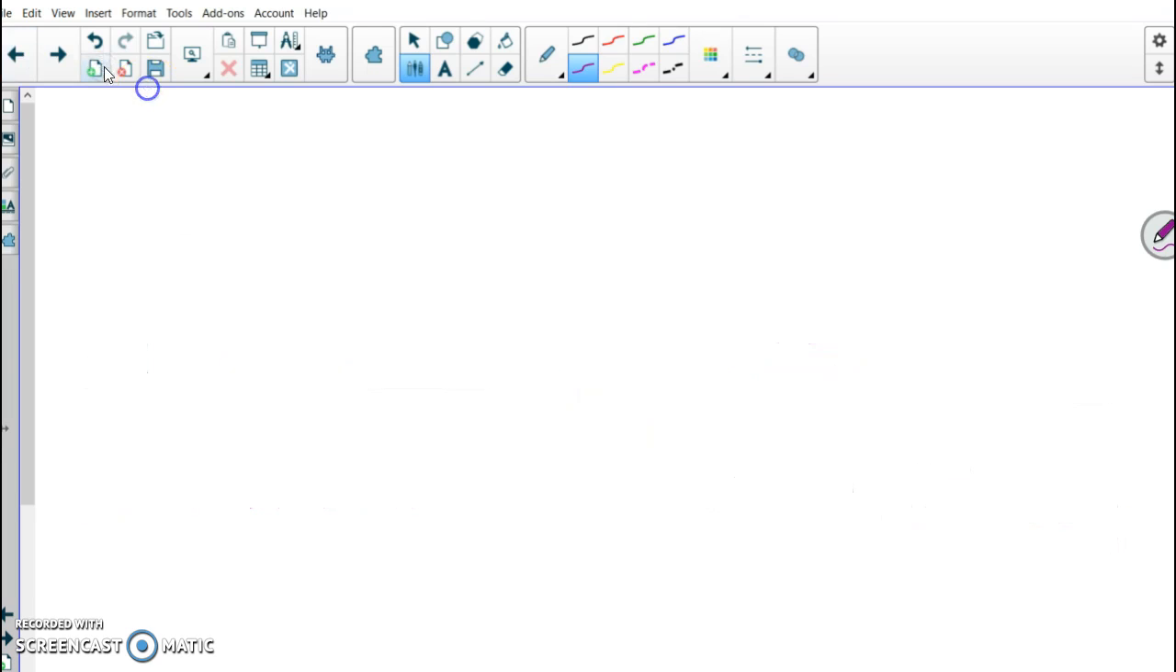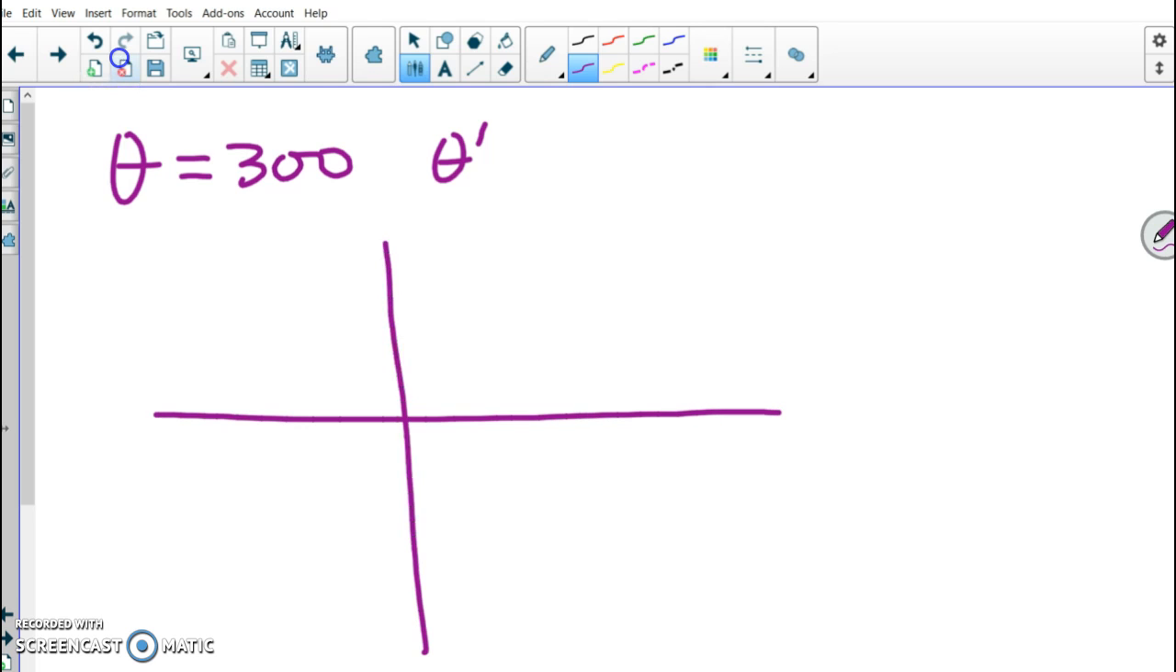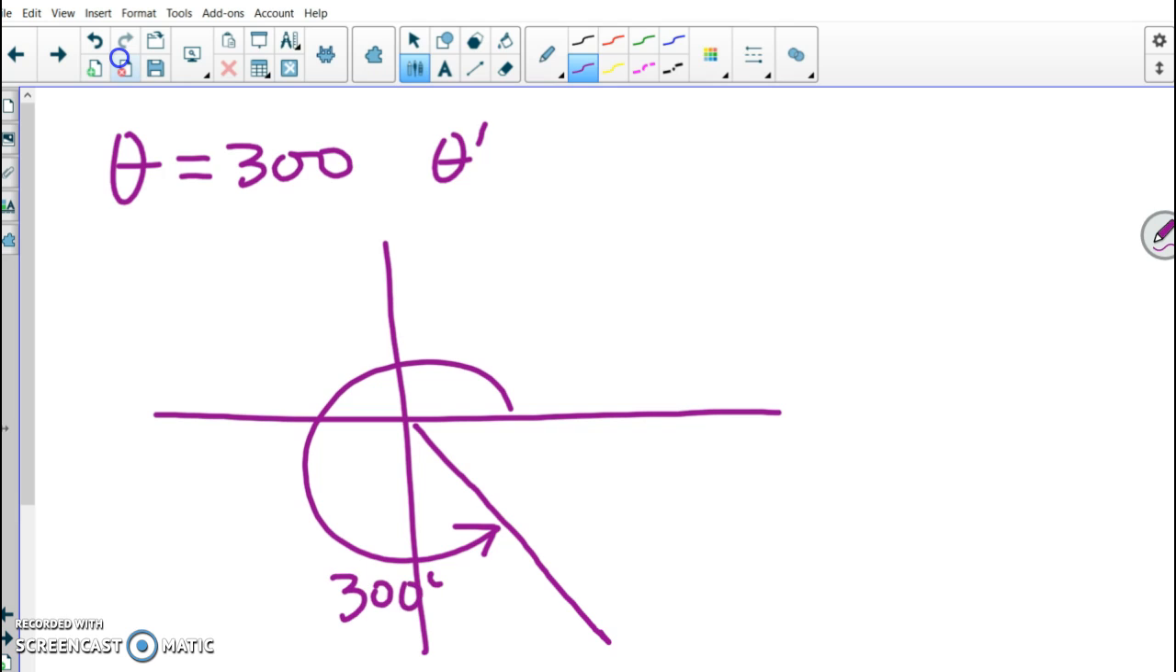Let's look at example 4. It says theta is 300 degrees. Find the reference angle theta prime. So we'll just do one of these because 300 degrees lies in quadrant 4. We're going to go 300 and just less 60 degrees. So let's draw that in right there. Here's our 300 degree angle. Theta is 300, and we need to find that reference angle theta prime.